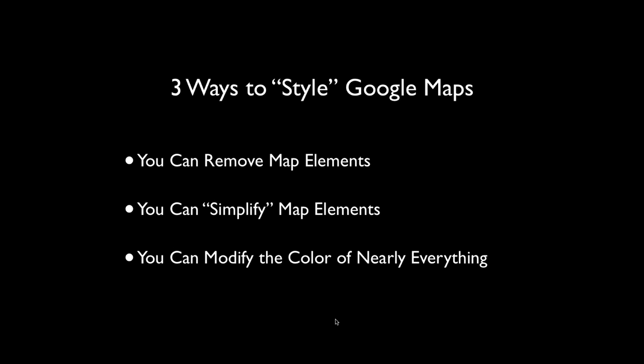To summarize that article, there are basically three things you can do to Google Maps. You can remove things, usually piece by piece. You can remove everything if you want, or remove select things. You can simplify a couple of things, but that's mainly limited to the roads and the cities. And you can pretty much change the color of everything, which I don't always recommend, but you can.